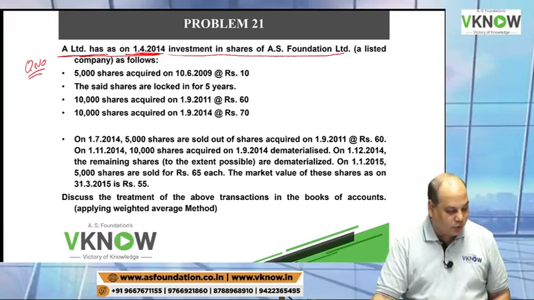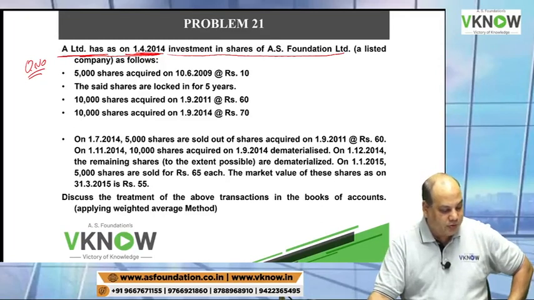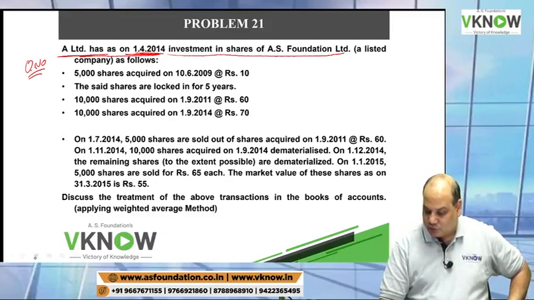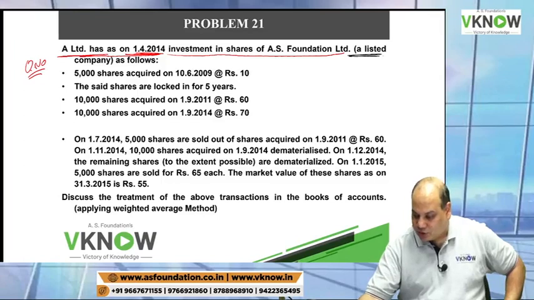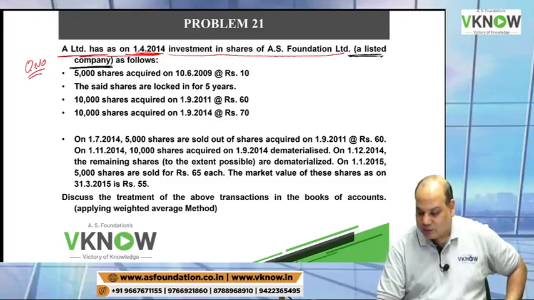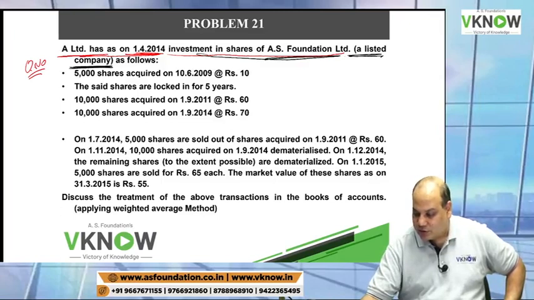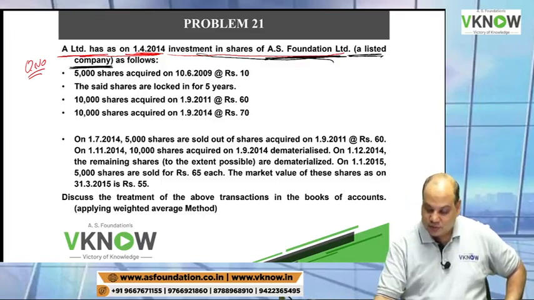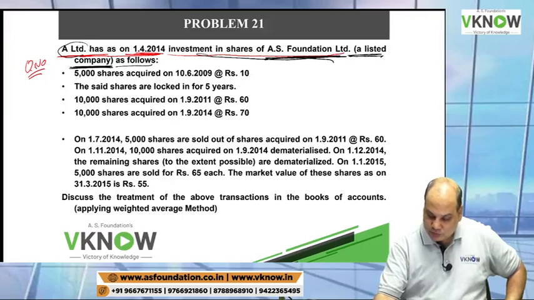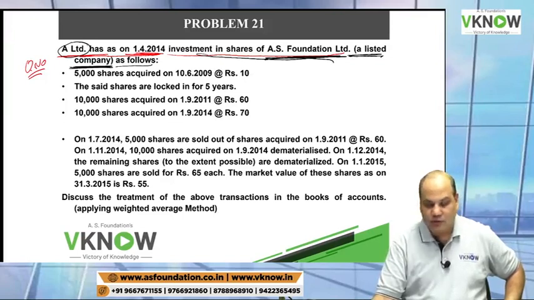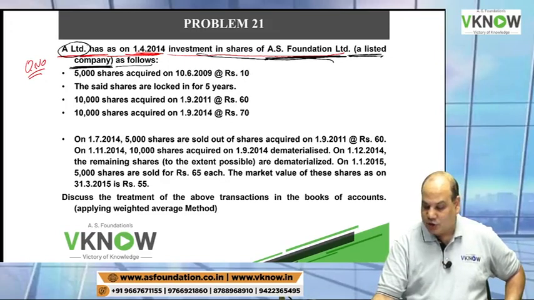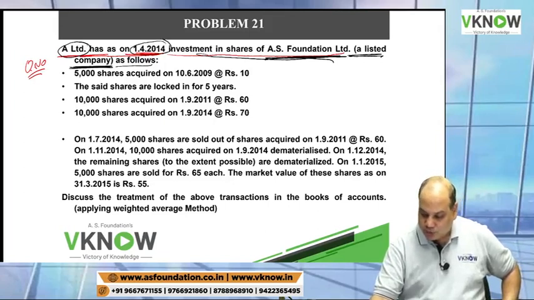After point number 4, Roman 4, where the answer of question 20 ends: A Limited has on 1/4/2014 investment in shares of AS Foundation Limited, a listed company, as follows. Who is the investor here? A Limited. And what is the name of the company where the investment is made? AS Foundation Limited. This is the opening balance.